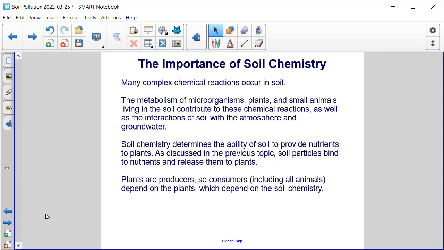Soil chemistry determines the ability of soil to provide nutrients to plants. As discussed in the previous topic, soil particles bind to nutrients and release them to plants. Plants are producers, so consumers, including all animals, depend on the plants, which depend on the soil chemistry.